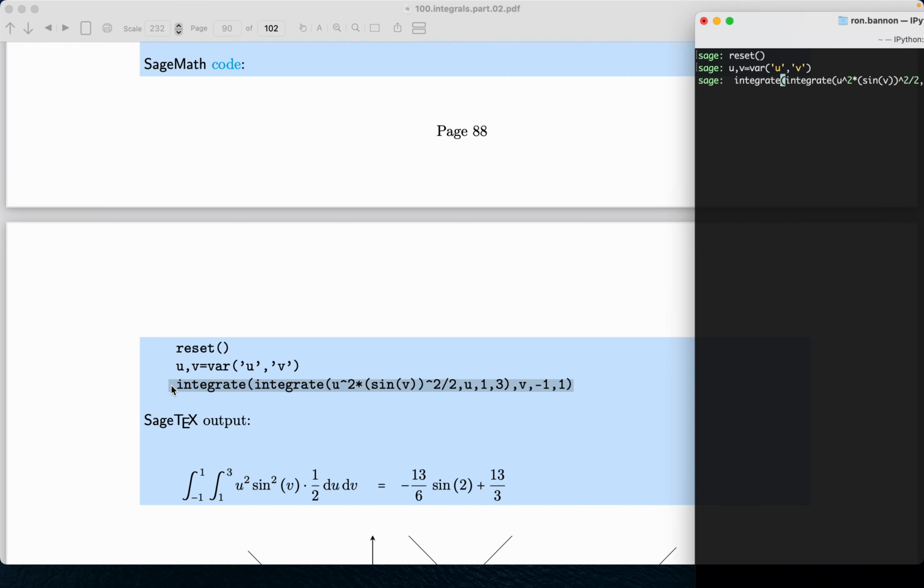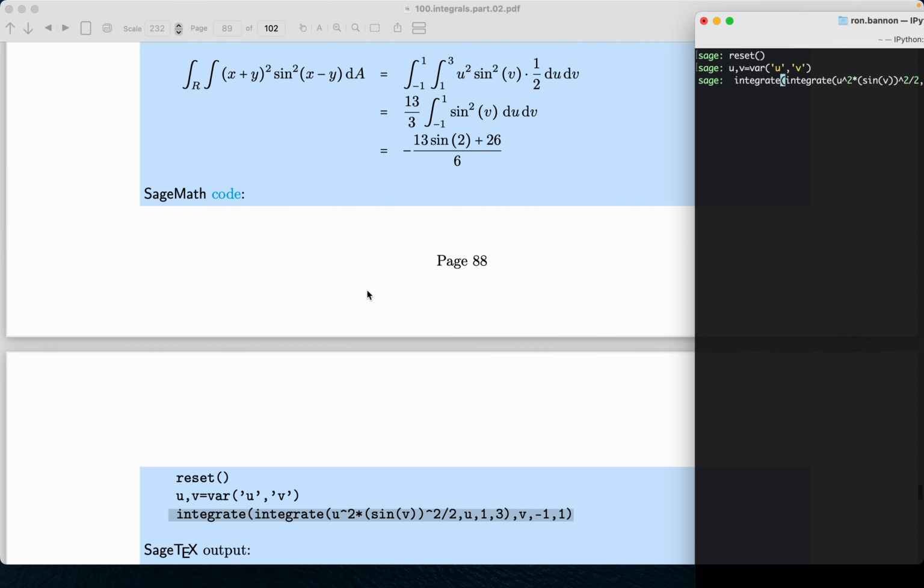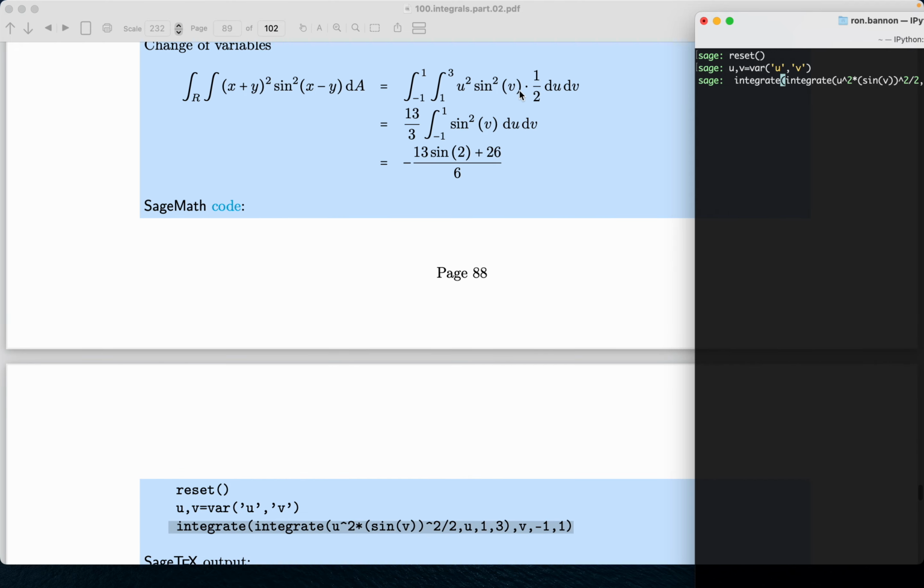Go back to Sage, paste it in. I want to point out what I'm pasting in is the code for this one over here. So U squared, sine squared, V. That's all typed up over here, 1 to 3. The outer one is dV, so that's going to be minus 1 to 1.